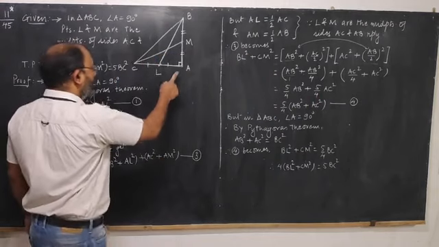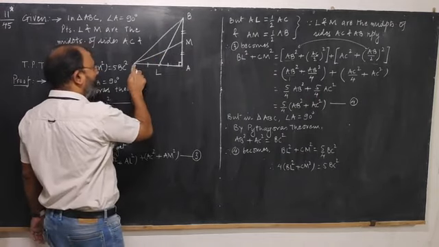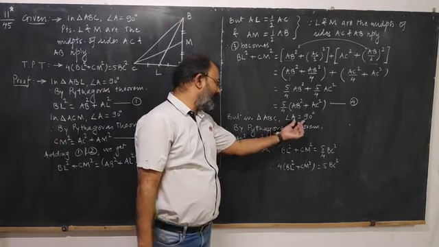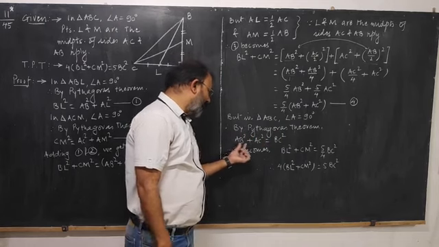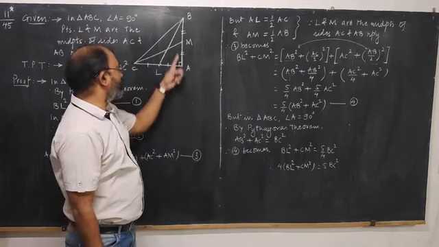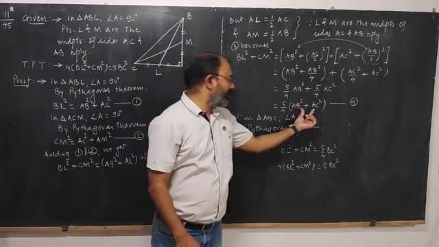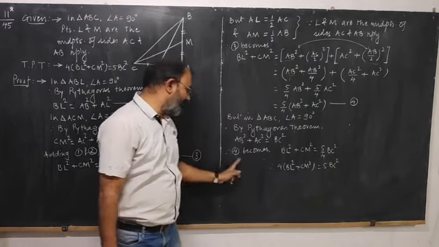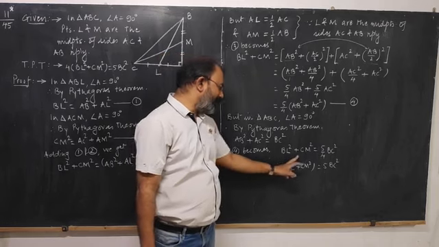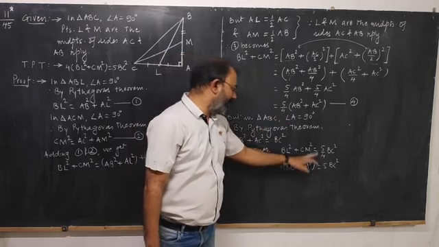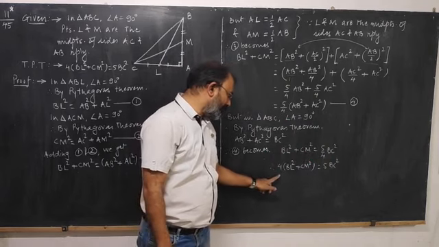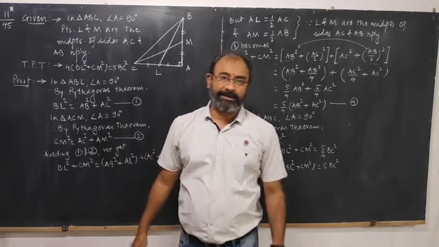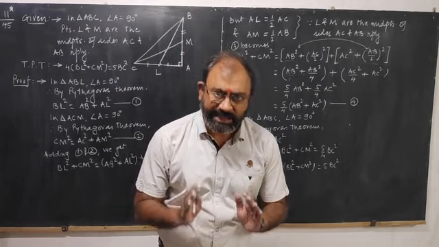Observe this in the figure: AB square plus AC square. We know that by Pythagoras theorem it comes out to be BC square. In triangle ABC, angle A is 90 degrees. By Pythagoras theorem, AB square plus AC square is equal to BC square. So this bracket can be replaced by BC square. Therefore the left hand side, BL square plus CM square, is equal to 5 by 4 BC square. Cross multiply, you will get 4 times (BL square plus CM square) is equal to 5 times BC square, which is the required answer. So the problem is easier.